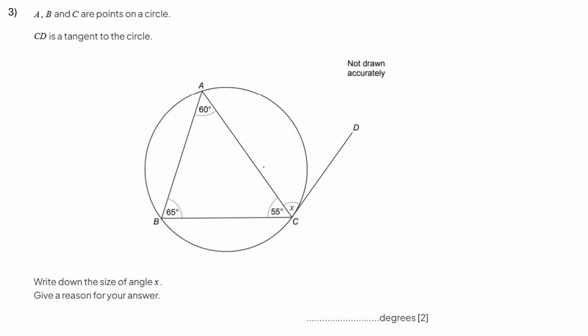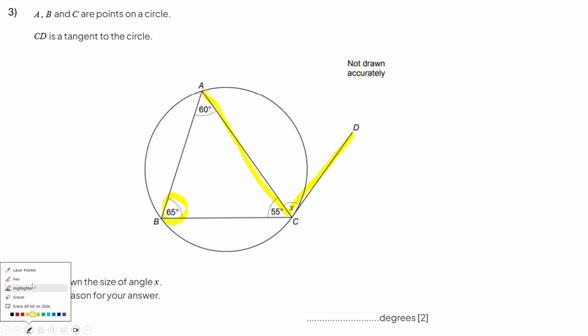Okay, question 3. A, B, C are points on a circle. CD is a tangent to the circle, which we can already see on the diagram. Work out the size of angle X, which is this one here. Well, it's only a 2 marker, so not going to be much working. It's just going to be the alternate segment theorem, which states the angle between a chord and a tangent, so this stuff here, is equal to the angle in the alternate segment, which is this one here.